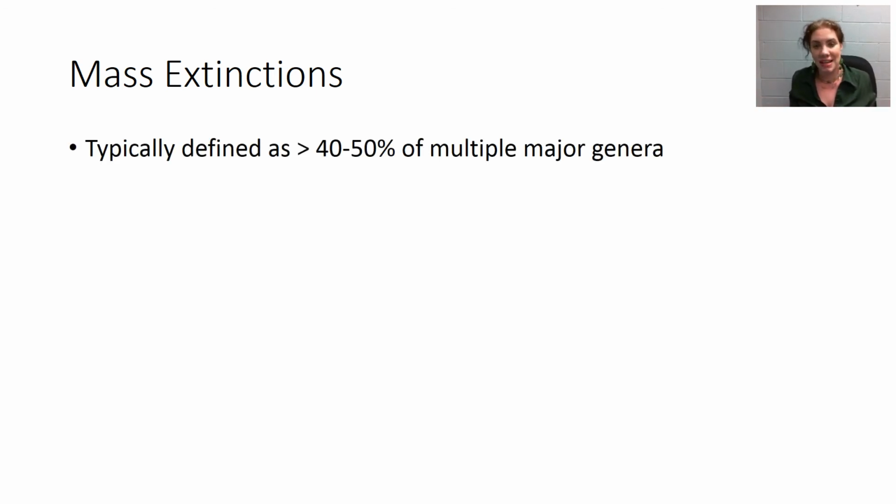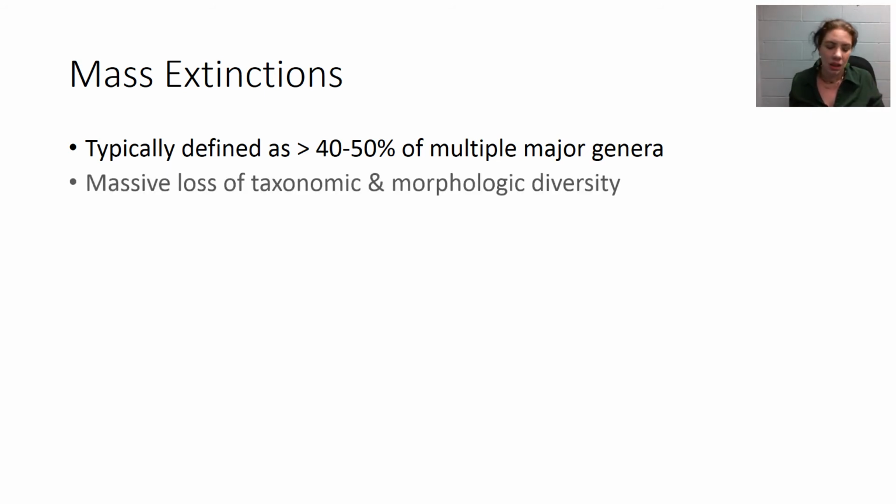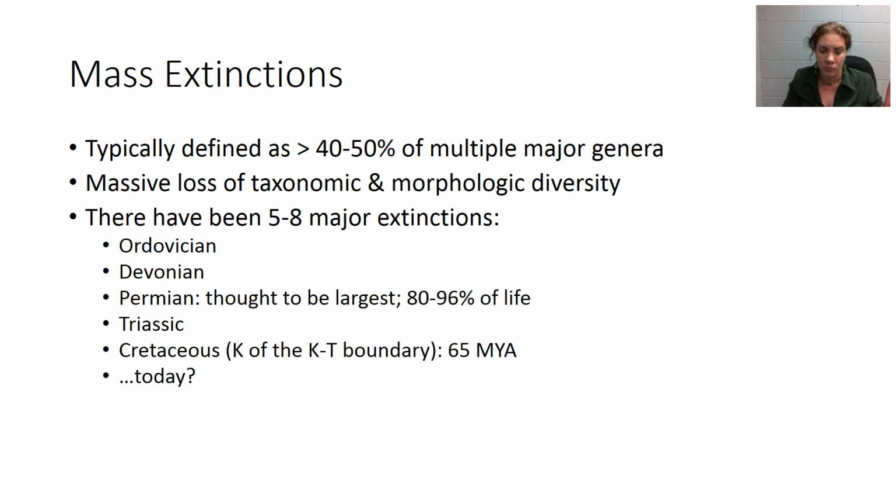So just to reiterate, what we really need is something like more than about half of multiple major genera, genuses. A huge loss of diversity across different taxonomies, different morphologies, so different shapes, different sizes, different kinds of things. All of this has to be affected at levels greater than 40 or 50% of the species. Typically, there's about 5 major ones that everybody agrees on, maybe 3 others that aren't as well agreed upon.